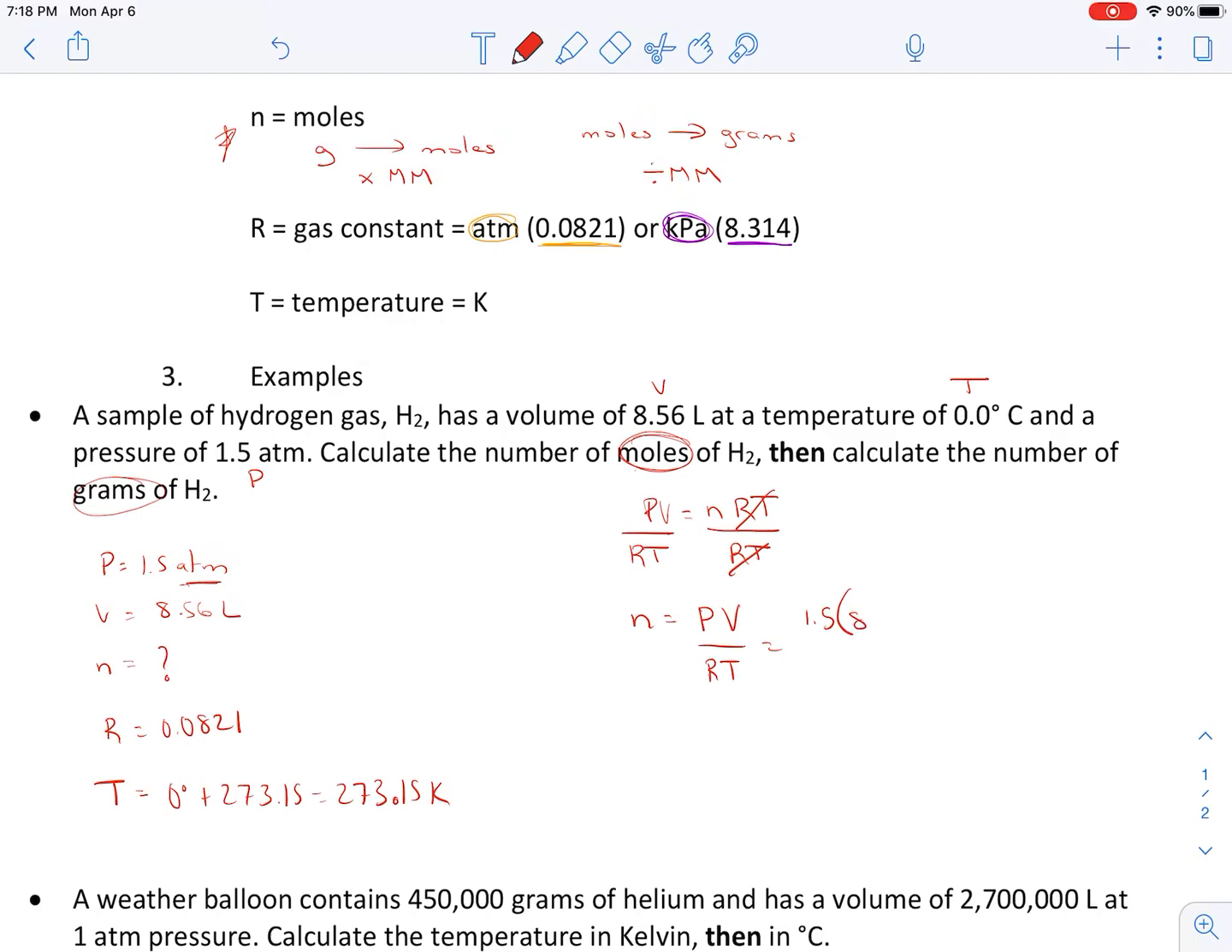Let's go ahead and plug in. We've got 1.5 times 8.56, double-checking I've done my numbers correctly, over our gas constant, 0.0821, times 273.15. Remember, when we type this in our calculator, we want to take 1.5 times 8.56, divided by 0.0821, and divided by 273.15, so our calculator does not get confused. Let's throw that in our calculator.